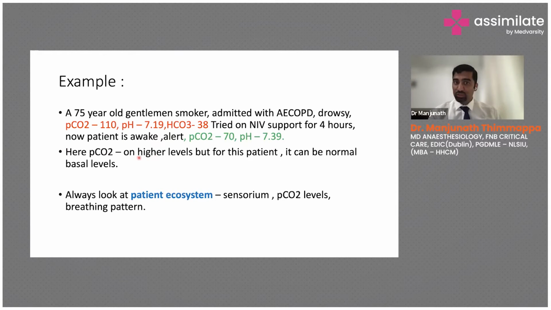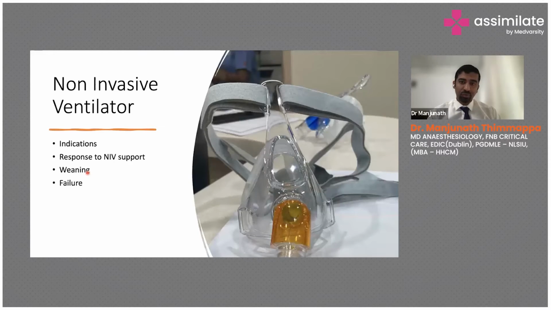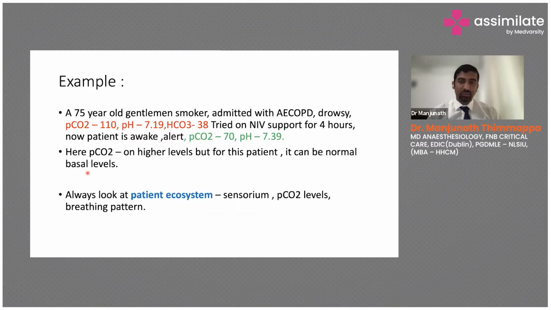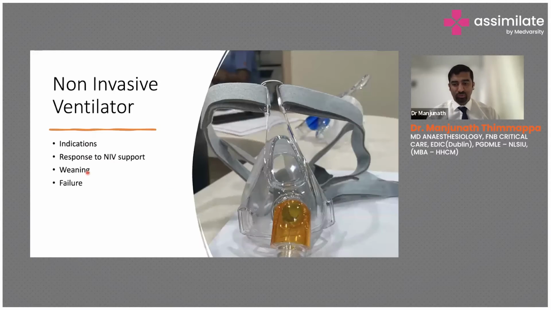Here, the PCO2 is still at higher levels, but for this patient, it can be the normal basal level as well. So always look at the whole patient: sensorium, PCO2 levels, breathing pattern, heart rate, BP, and all that. Depending on that, decide. Don't read the numbers. After this, the pulse oximeter, the ETCO2 and the ABG now come.